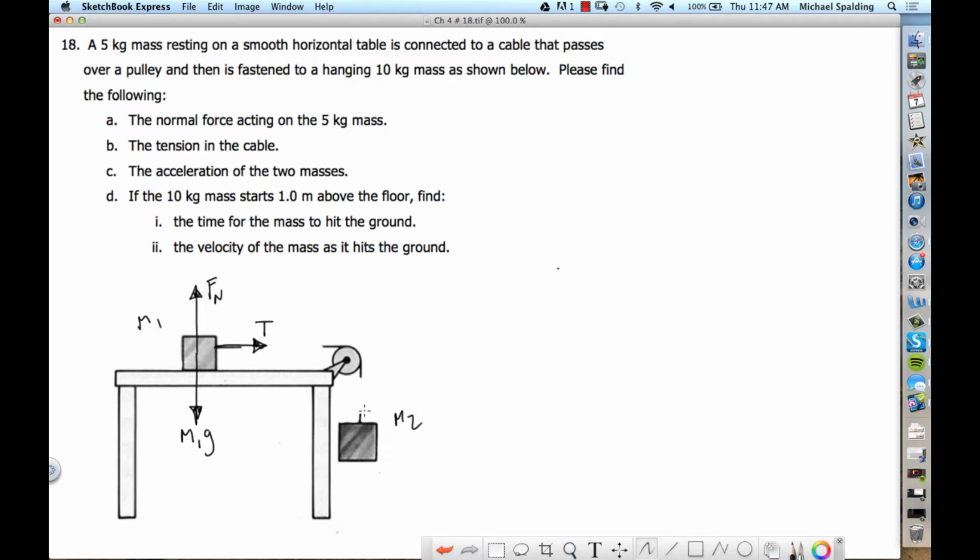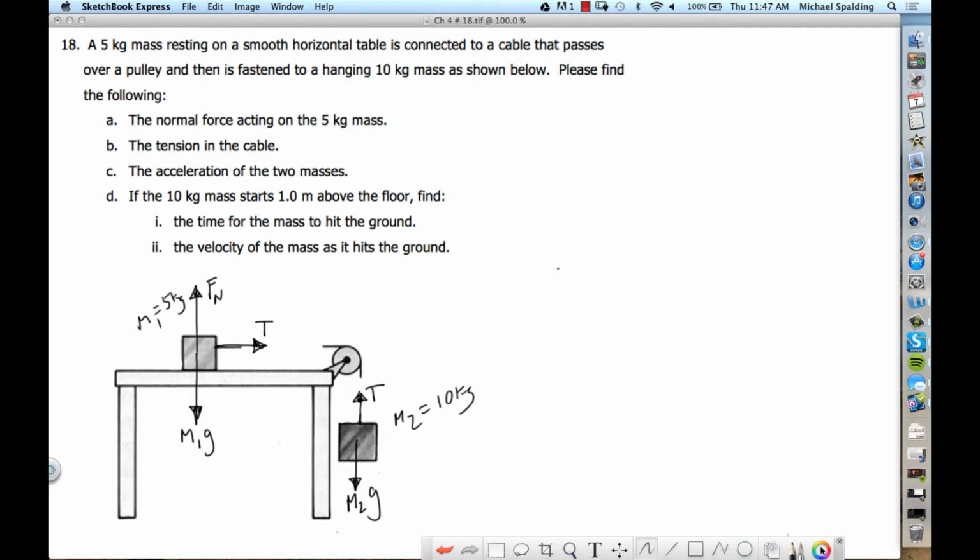Okay, what are the forces acting on M2? Well, which way is the rope acting? Tension is up. And then M2G down. No normal force for M2 because it's not on a surface. Okay? So M1 is equal to 5 kilograms. M2 is equal to 10 kilograms.